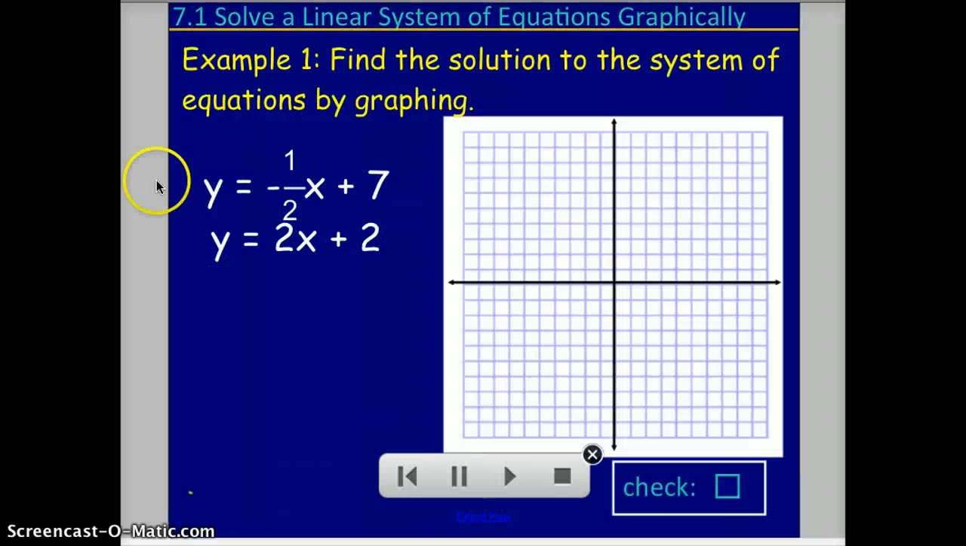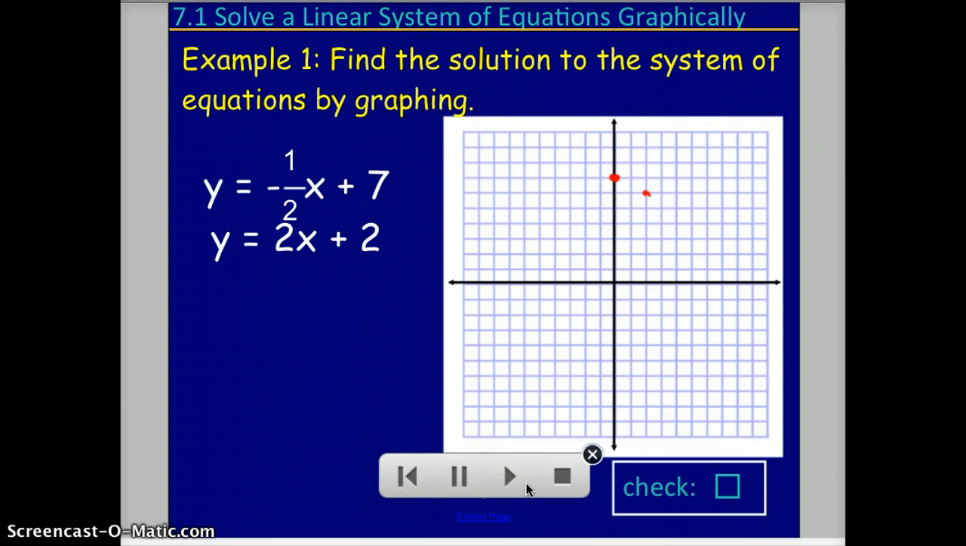In example 1, we have two equations. They're both in slope-intercept form. We're going to use our coordinate plane here to create two lines, and to find the solution of that, we'll identify how to do that. So we're going to watch here as we graph these two lines.